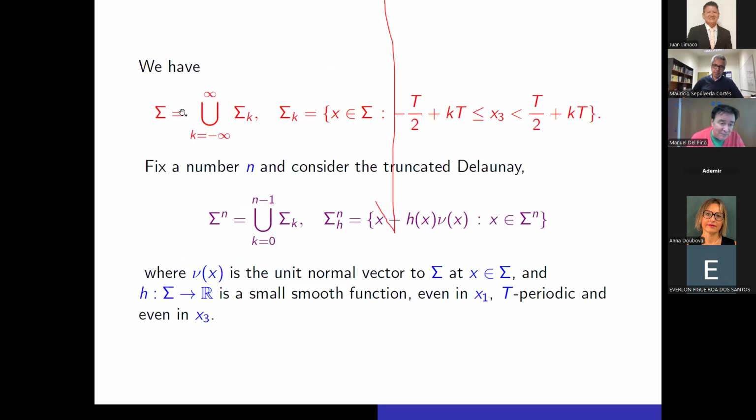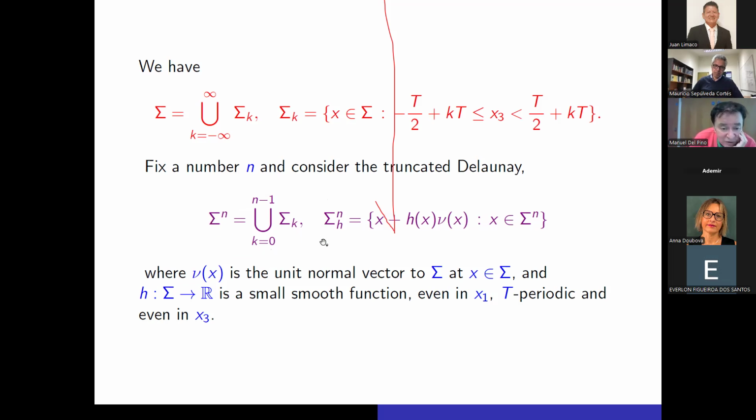In addition, I can make this decomposition. The full surface sigma can be decomposed as the union of these basic cells, because the surface is periodic. Let me consider the truncated version of it at the height n, which is the union of the Sigma_k cells from 0 to n. I call that surface Sigma_n.